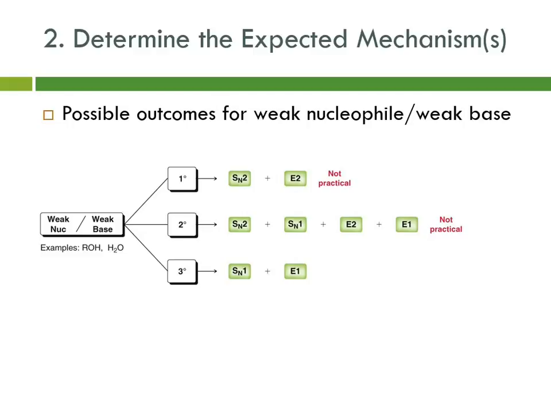And then for the last one, weak and weak. So this ends up not being terribly useful. For the primary, we're looking at SN1 and E1, but they are so slow for the primary that it's just really not practical. Okay.